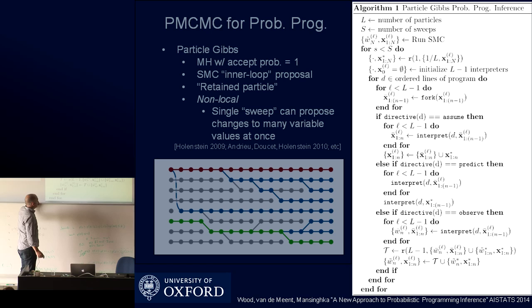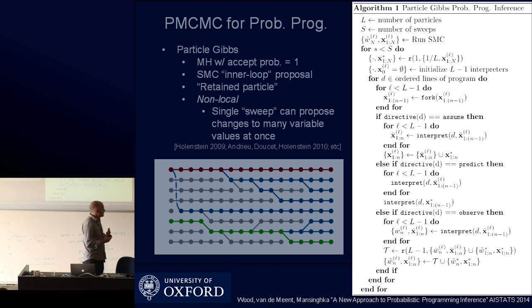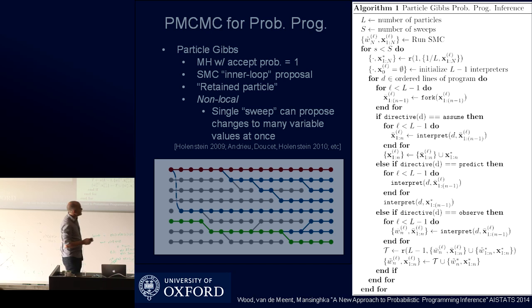This is the algorithm block in this paper entitled "A New Approach to Probabilistic Programming Inference" that appeared at AI Stats, that introduces particle Gibbs, but particle MCMC in general for probabilistic program inference. It's worth going through this. I know it looks horrible, but it's actually pretty straightforward and pretty easy to implement.